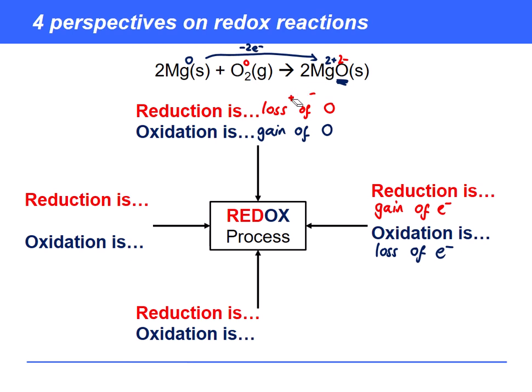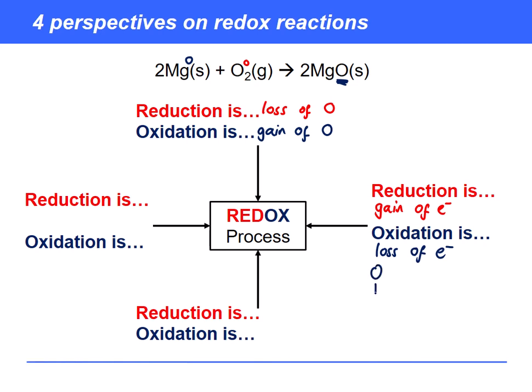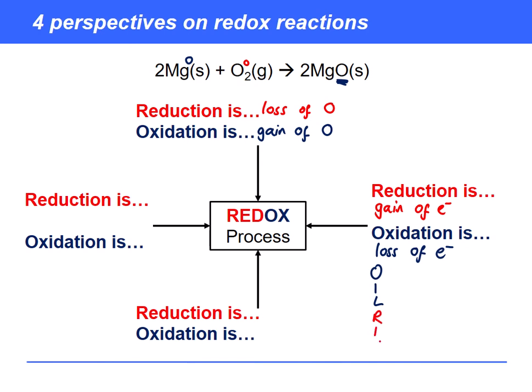And there's a very, very helpful mnemonic for working these things out, which is OIL RIG. Oxidation is loss of electrons, and reduction is gain of electrons. OIL RIG.